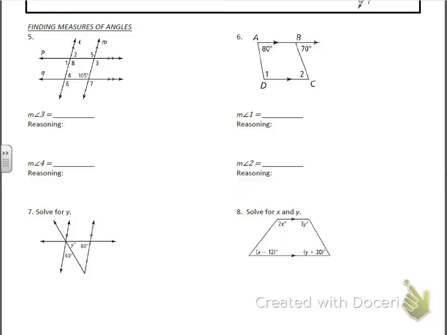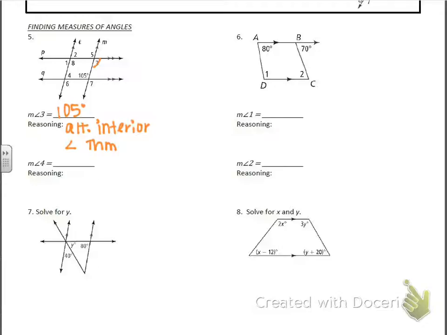Okay, so number 5. I give you that this angle is 105, and I want to figure out the measure of angle 3. Who got the measure of angle 3? Lily. 105. And what reason did you give? Alternate interior angles. Yeah, that's really the only one that you could give because I only gave you angle 105.